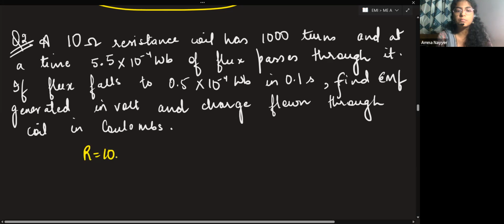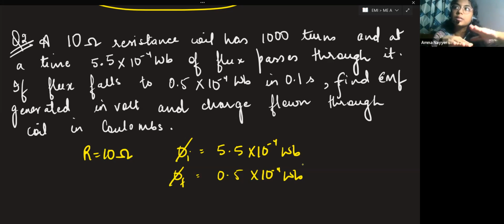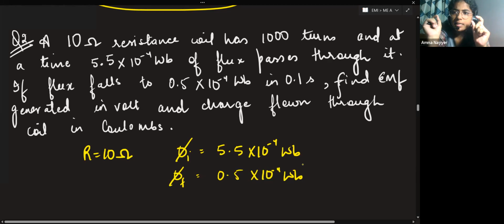Resistance is 10 ohm. Initial flux is given as 5.5 into 10 to the power minus 4 Webers. Final flux is given as 0.5 into 10 to the power minus 4 Webers, because initially it was 5.5 into 10 to the power minus 4, and now it has decreased to 0.5 into 10 to the power minus 4. In this time period, that is given 0.1 seconds. Now we have to find out the EMF and the charge flow.